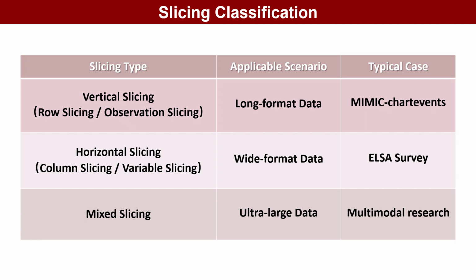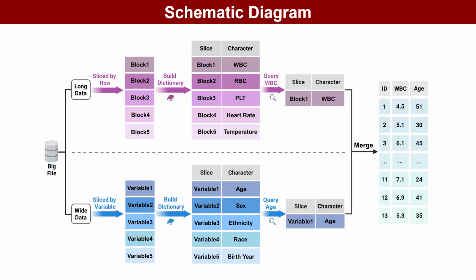Horizontal slicing works better when data volume is driven by column expansion, with few record changes but a large number of variables. Datasets like ELSA surveys fit this, with limited samples but massive variables. In ultra-large datasets where both rows and columns affect size, combining vertical and horizontal slicing enables more flexible, efficient storage and querying. Here we can see two typical data forms.